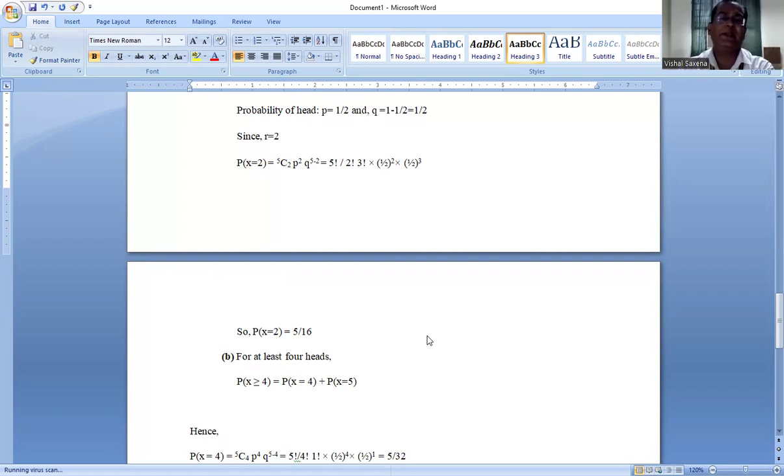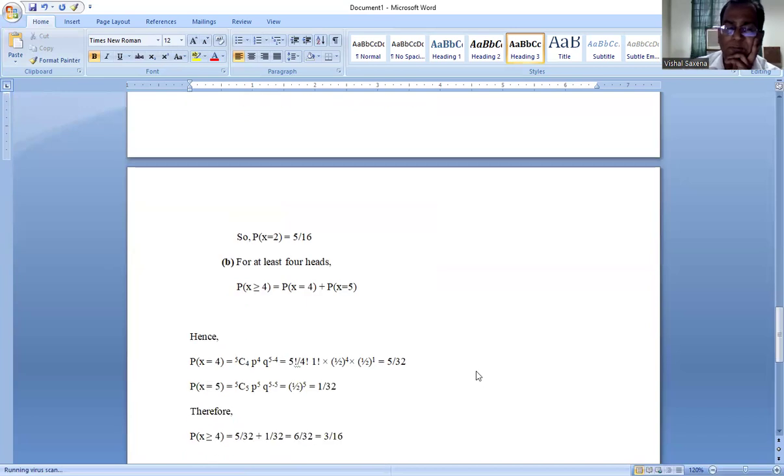The second part of the question is for at least four heads. At least four heads means the probability for x greater than or equal to 4 is required. What are the possibilities for at least four heads? Because a coin is tossed 5 times, there are two possible cases: one is four heads, and the second is five heads. So we need the probability for x equal to 4 and the probability for x equal to 5.